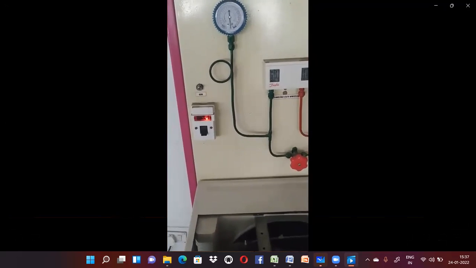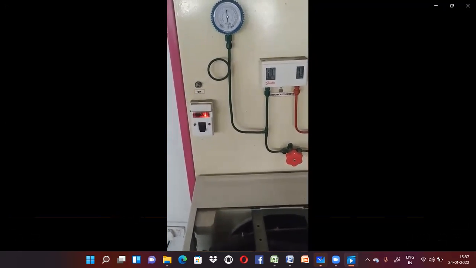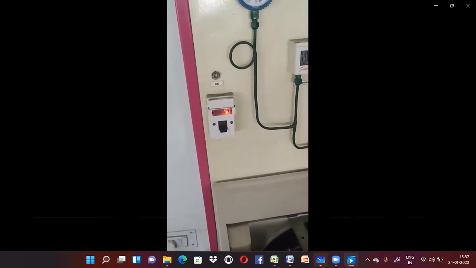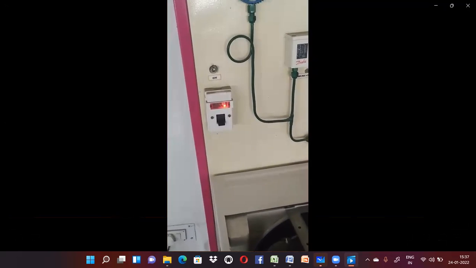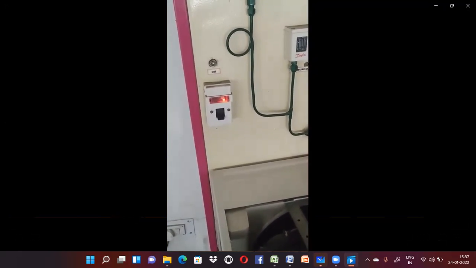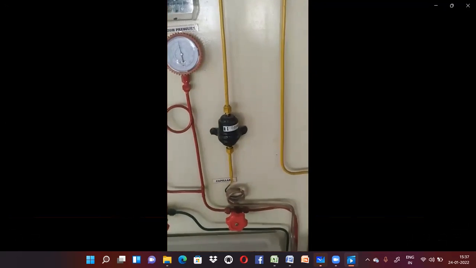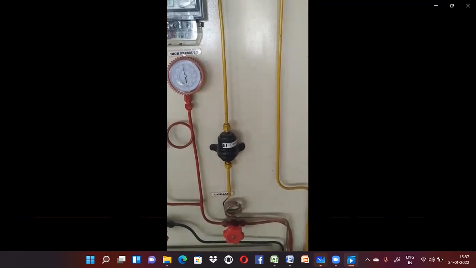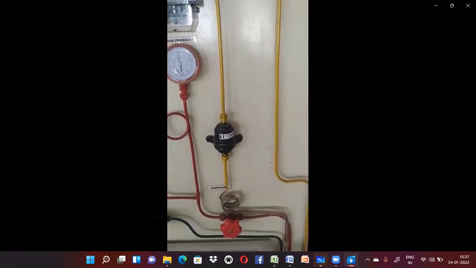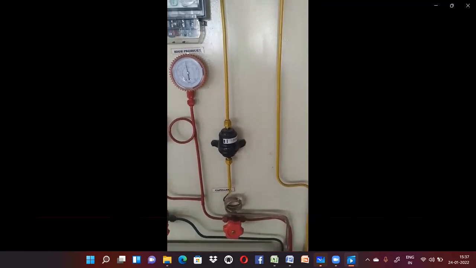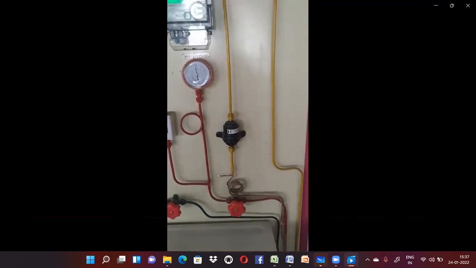Under that, we have our main switch, which starts and stops the system, and over that we have another switch marked on and off, which is used to switch the heating coil itself on and off. To the right of it, we have our expansion or throttling device, the capillary tube, which is used as the expansion of the system itself.